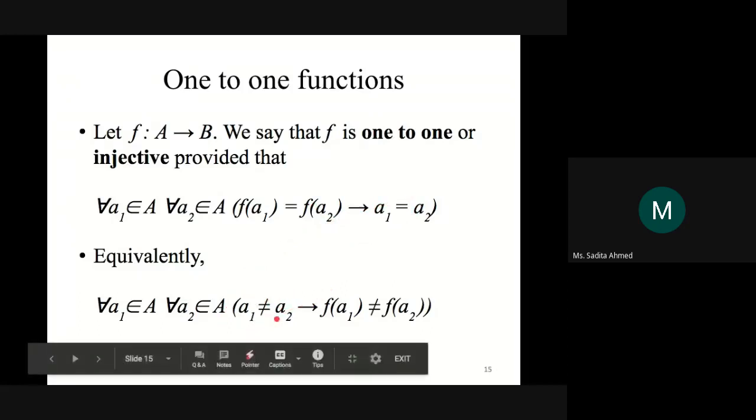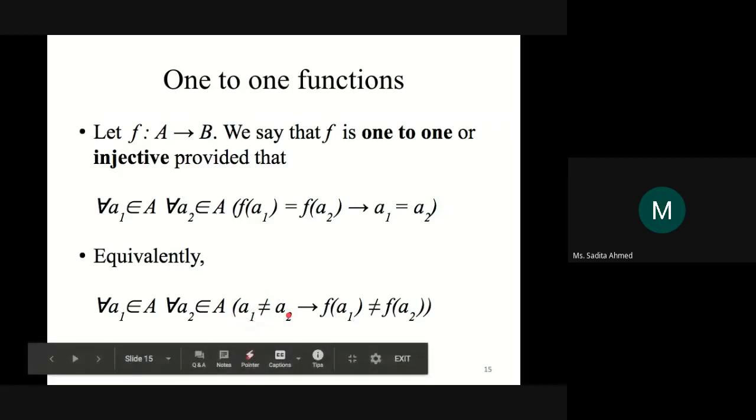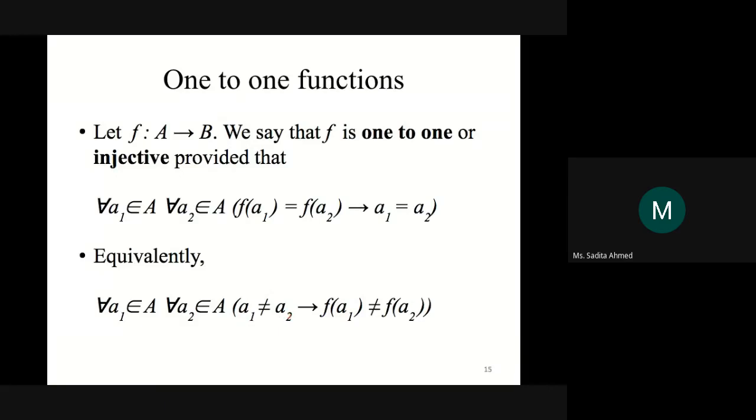If you take two elements from the domain, x and y, and they're not equal to each other, then x plus 1 is not going to be equal to y plus 1 either. Just add 1 to both sides. That's allowed. And obviously, it makes sense.